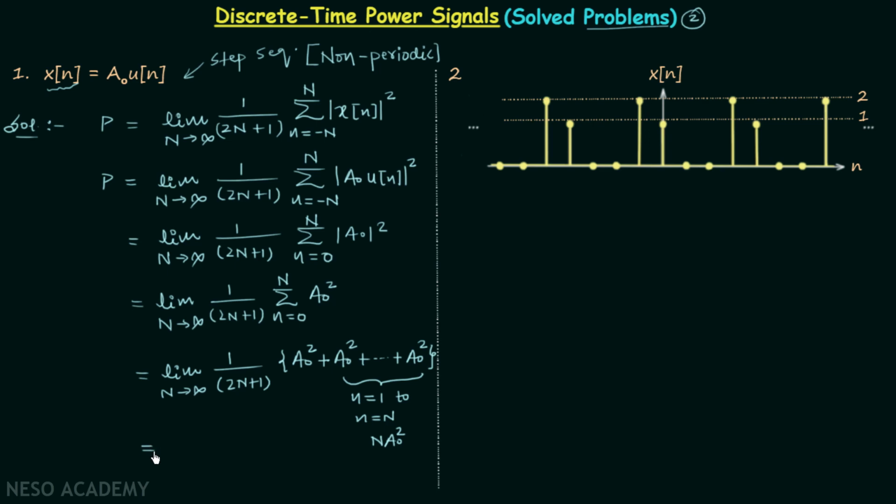So in the next step, I will write the average power as limit n tending to infinity a0 square inside the bracket 1 plus n divided by 2n plus 1. Now in the next step I will take n common in the numerator and n common in the denominator.